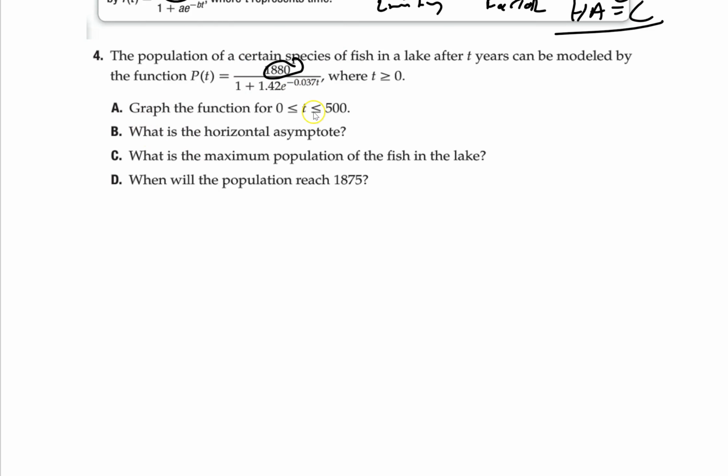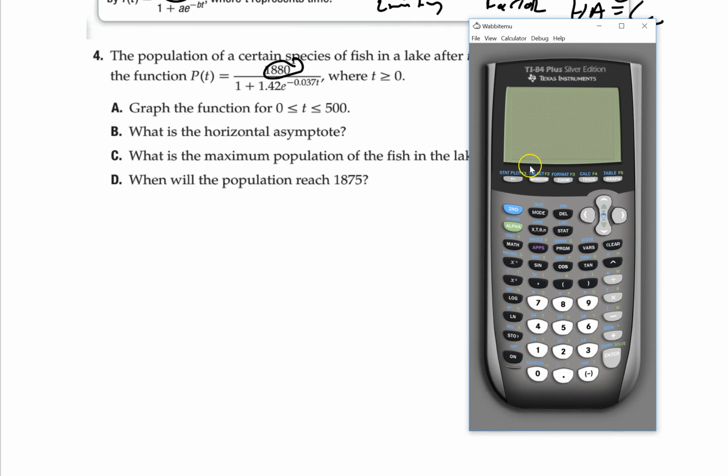So this problem wants me to graph the function from 0 to 500. So let's bring on my calculator. They want me to graph this. I'm going to go to y equals. I think we talked about this before. The easiest way to graph this ugly fraction is to press alpha y1, and it brings up this fraction template. So now you can type it in a lot easier instead of having to use parentheses everywhere. Type it in the way you see it. So 1800, over 1 plus 1.42 e, so negative, not a minus sign, negative 0.037.